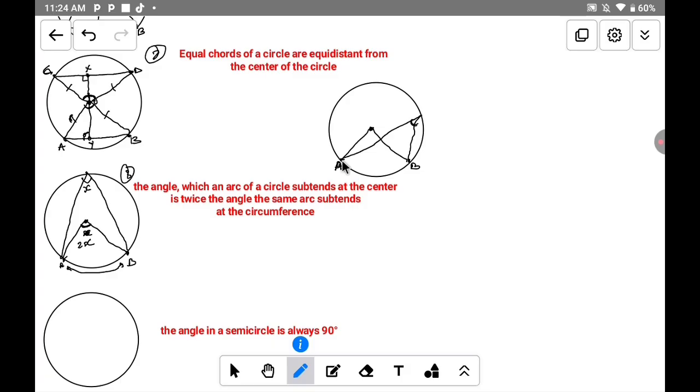Just know that since they start from the same arc, the same point, the angle here is twice the same angle at the center here. To get the angle at the circumference, it is to be half of the angle at the center. I get that now. So let's move over.